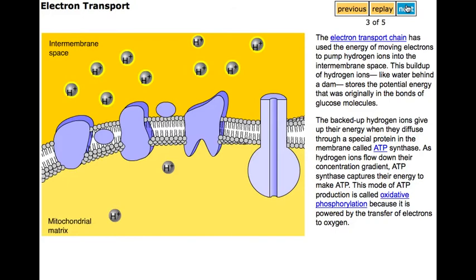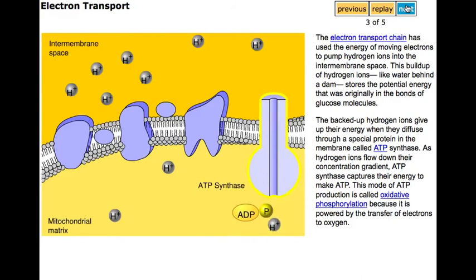This buildup of hydrogen ions, like water behind a dam, stores the potential energy that was originally in the bonds of glucose molecules. The backed-up hydrogen ions give up their energy when they diffuse through a special protein in the membrane called ATP synthase. As hydrogen ions flow down their concentration gradient, ATP synthase captures their energy to make ATP. This mode of ATP production is called oxidative phosphorylation because it is powered by the transfer of electrons to oxygen.